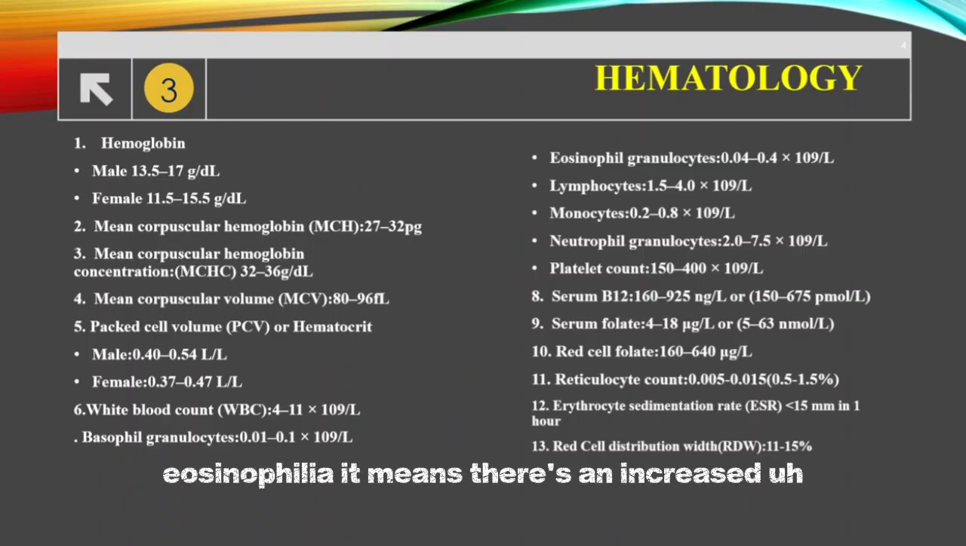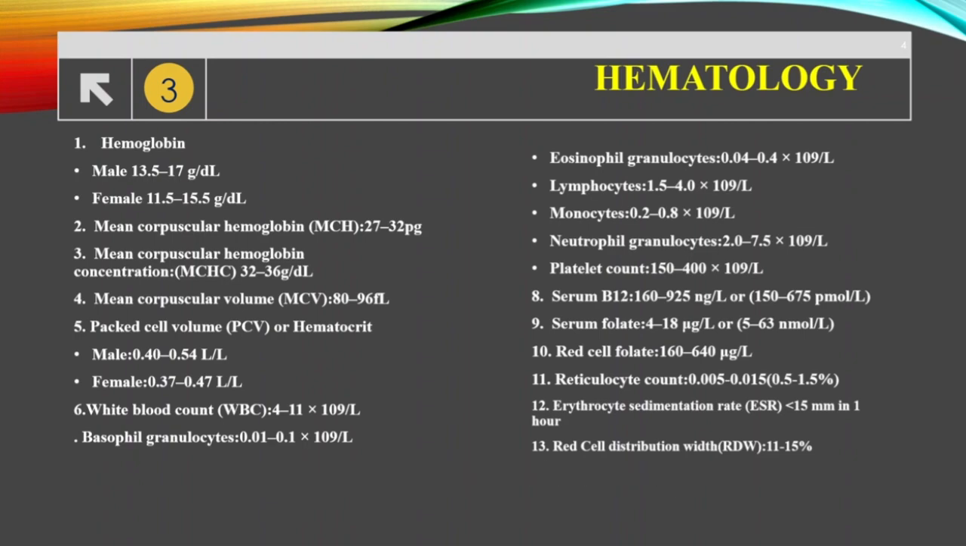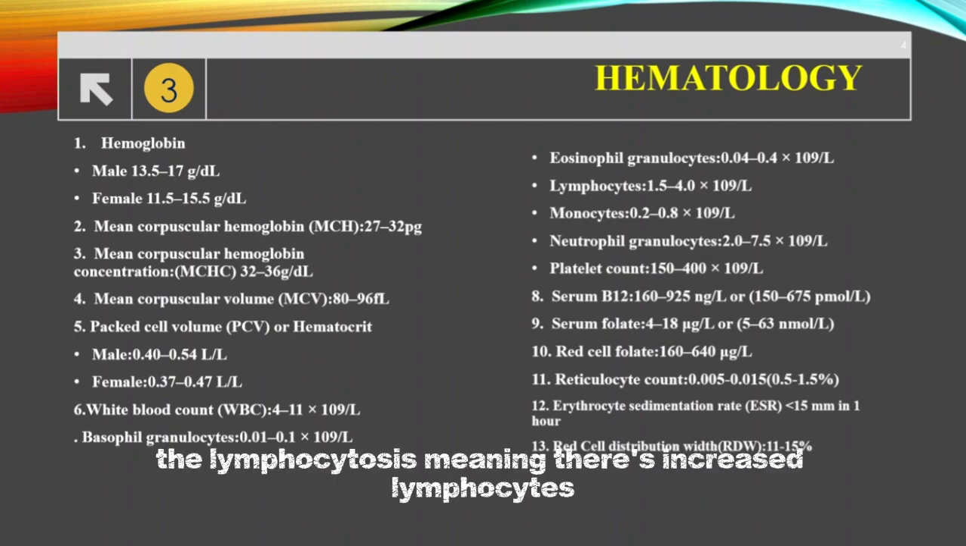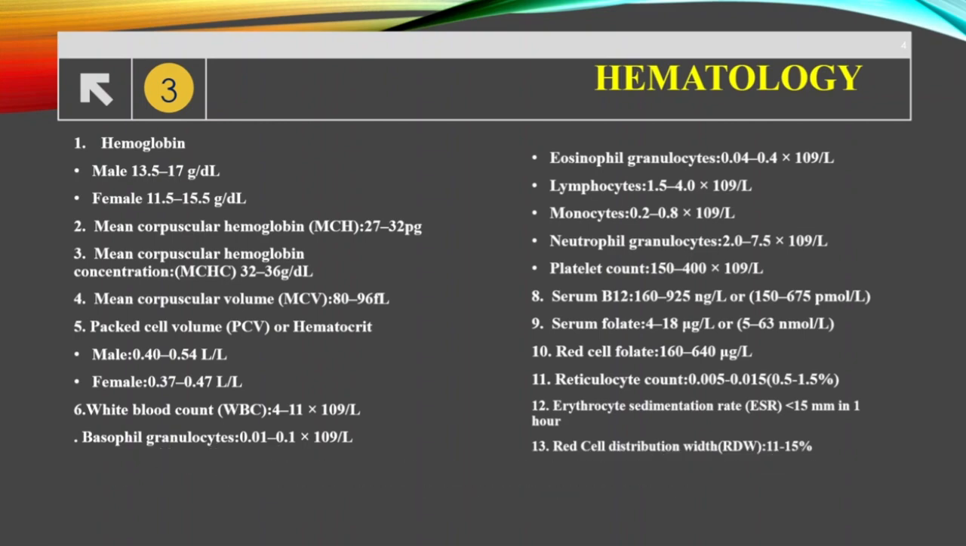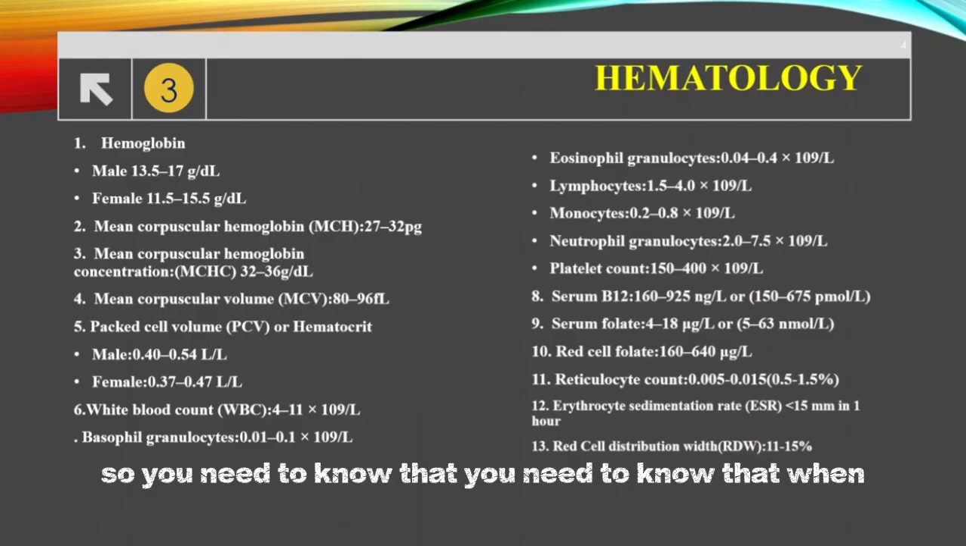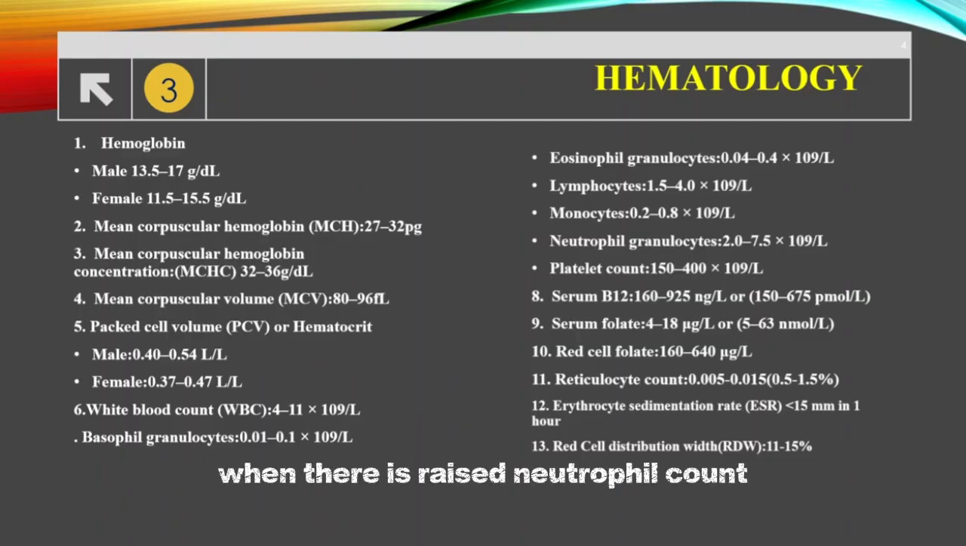Okay, so eosinophilia means there's an increased eosinophil count, and it is indicative of parasitic infection, and sometimes hypersensitivity reaction type 1. Then lymphocytosis, meaning there are increased lymphocytes, can be seen in infections. So you need to know that. You also need to know that a raised neutrophil count is usually seen in acute inflammation. So you need to remember that as well.